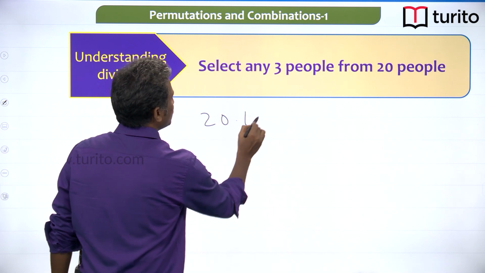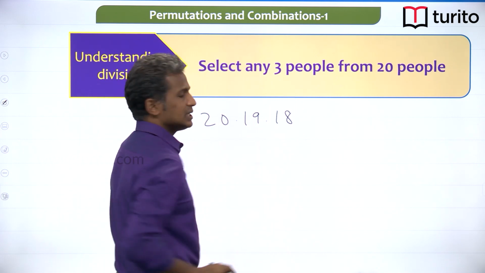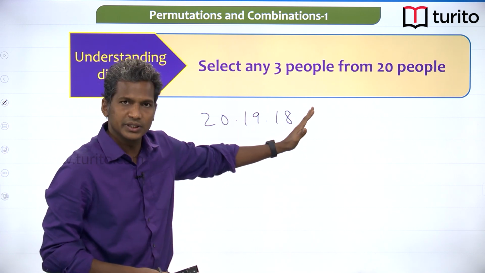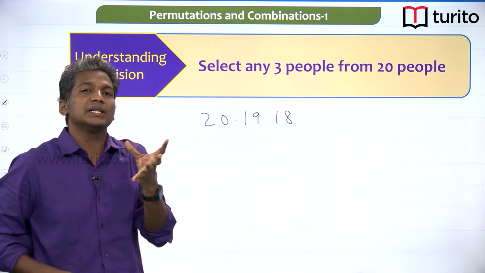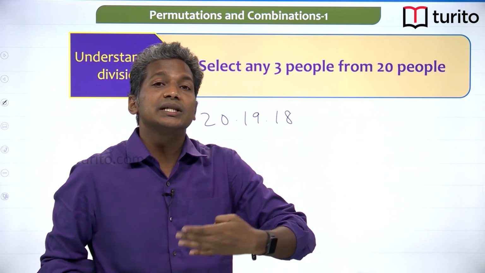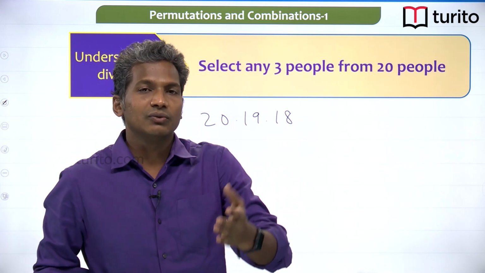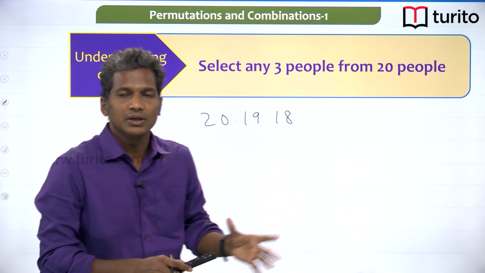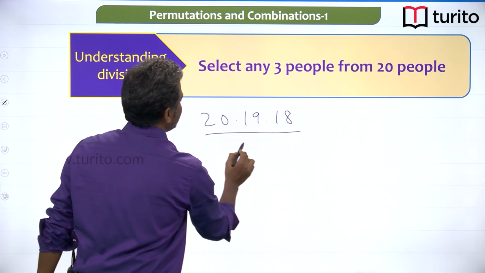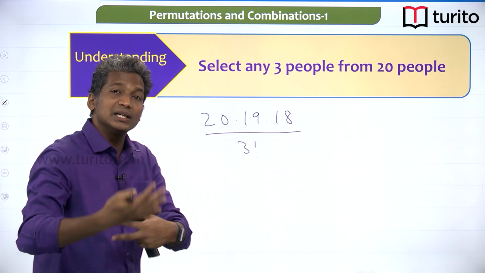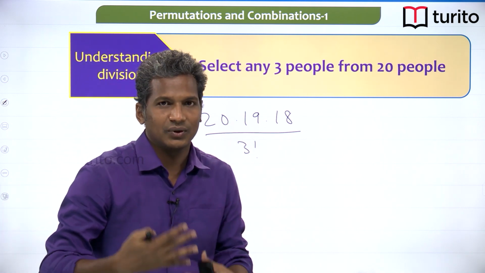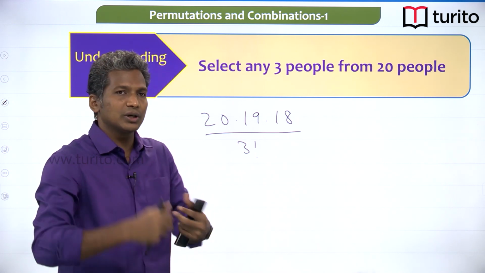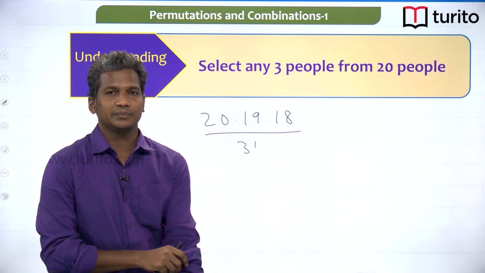So 20 into 19 into 18. This will give you selecting first person, selecting second person, selecting third person. But when you are performing the selection, order of the selection is not important to you. So whether it is ABC or BAC or CBA, it does not matter to you. So you divide with 3 factorial here to balance the overcounting, okay, because order is not important to us. To balance the overcounting, you divide with 3 factorial, okay.